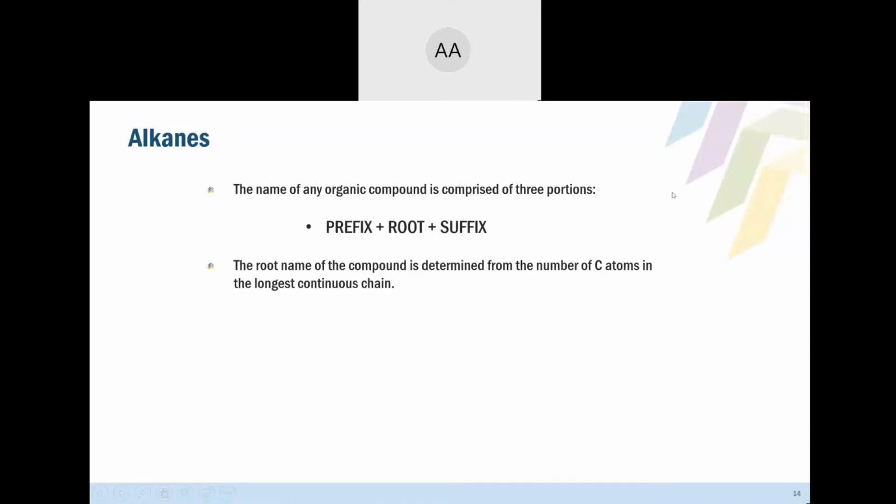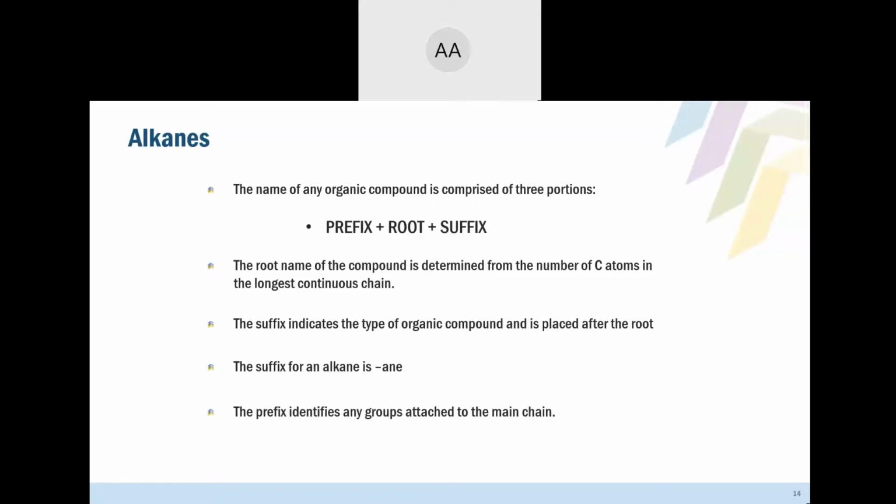With alkanes, the name of an organic compound is comprised of three portions: prefix, the root, and the suffix. The root name of the compound is determined from the number of carbon atoms in the longest continuous chain. The suffix indicates the type of organic compound and is placed after the root. The suffix for an alkane is -ane. The prefix identifies any groups that might be attached to the main chain.